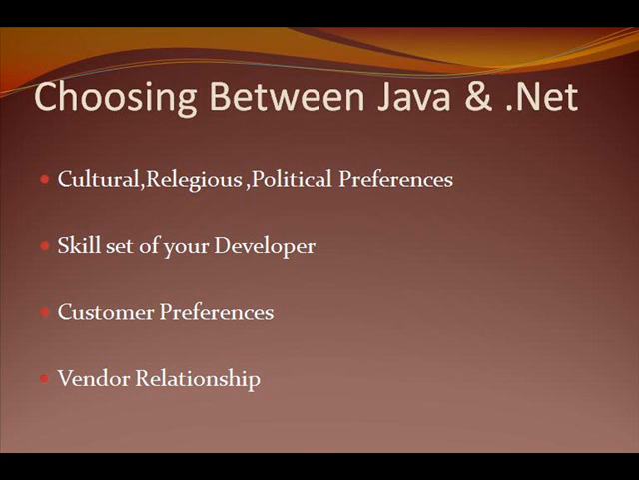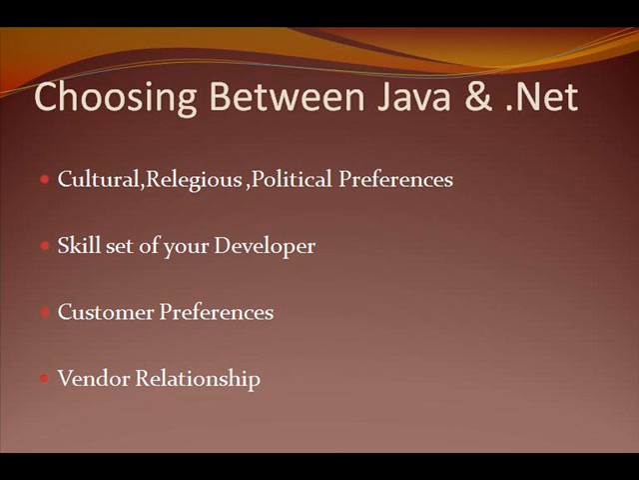Similarly, political preferences. Suppose a company management has a very good rapport with Microsoft professionals, and they indirectly force you to develop your application in .NET. There are some political issues there, so at that moment there may be a choice of .NET application in that scenario. So the scenario can be different in different situations. And suppose the skill set of your developers: we have a thousand developers, but we see that 700 developers are very comfortable in Java. So naturally we choose Java for the application.